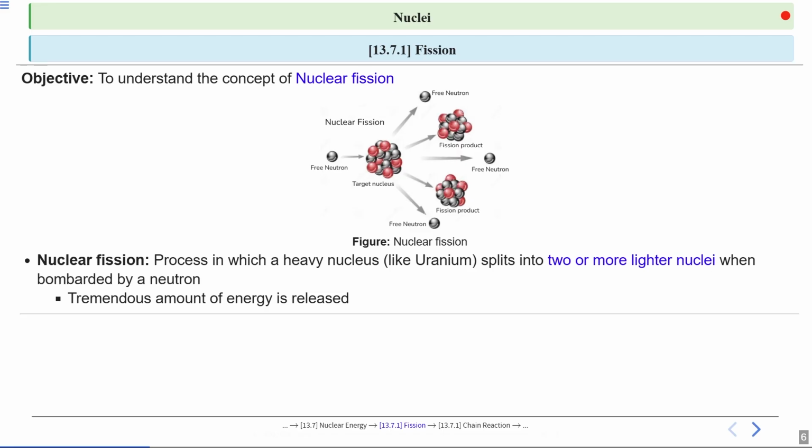Notice that when fission occurs, a tremendous amount of energy is released. This energy comes from the conversion of a small amount of mass into energy, as described by the equation E equal to mc square. This huge energy release is why nuclear fission is so important for both power generation and weapons. So nuclear fission: a heavy nucleus splits into two or more lighter nuclei, and it also releases a huge amount of energy.